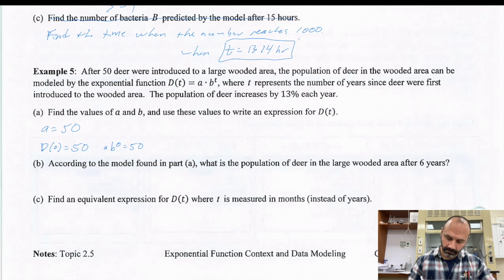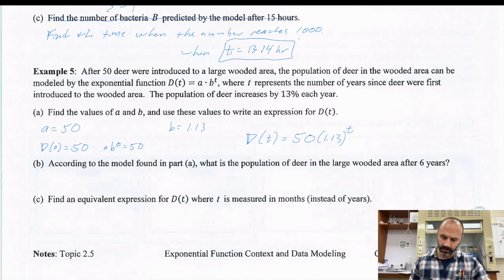Now for b, we know that the population has increased 113% after 1 year. So the base, what we're multiplying by every time, is 1.13. For the first year, you take 50 and you multiply it by 1.13, and that'll give you the number of deer after 1 year. So that means that the base is 1.13. Okay, so d of t is equal to 50 times 1.13 to the t.